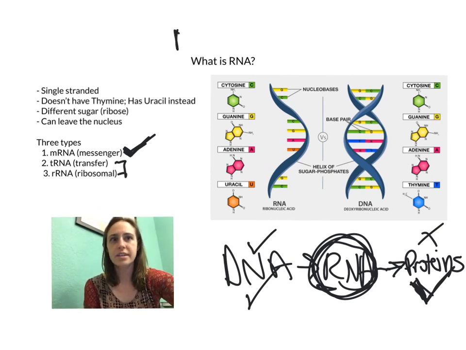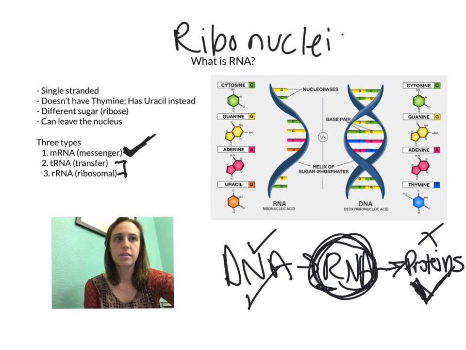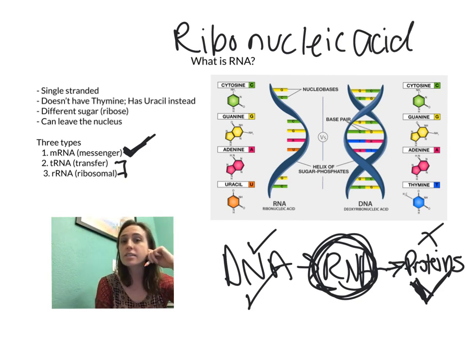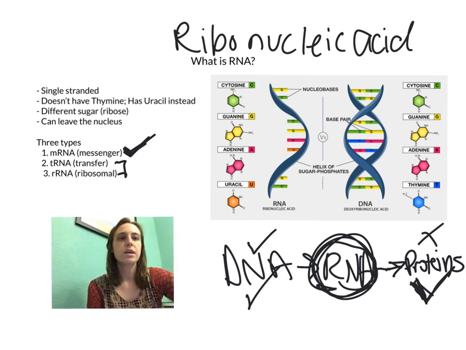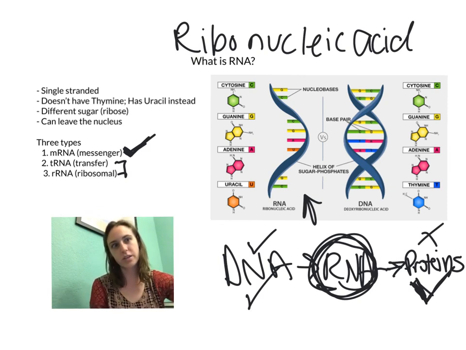RNA stands for ribonucleic acid, whereas DNA stands for deoxyribonucleic acid. RNA is just ribonucleic acid, so it's going to be single-stranded. You can see in the picture here, on the left-hand side is your RNA. The right-hand side is your DNA. Notice it is single-stranded. You don't form a double helix. It's just kind of a curvy little coded segment.